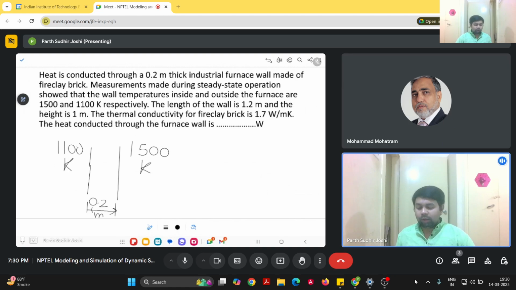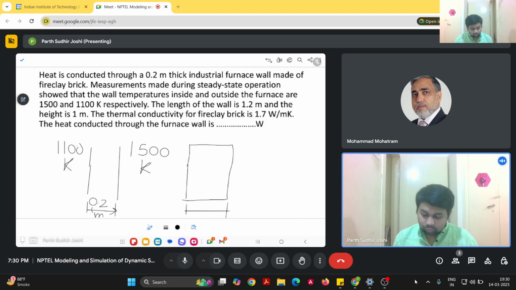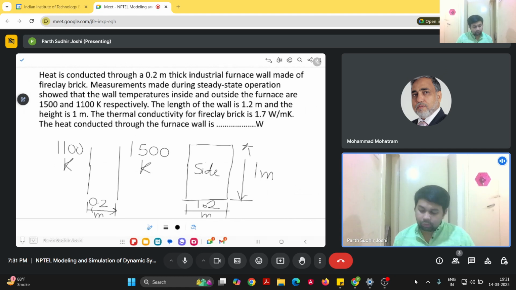So the length of the wall is 1.2 meters. So we will draw the side view. So it's basically like this. So this is 1.2 meter if we look at it from the side, and the height is 1 meter, and this is, let us say, 1.2 meters. So this is the side view, and let us say this is the front view.